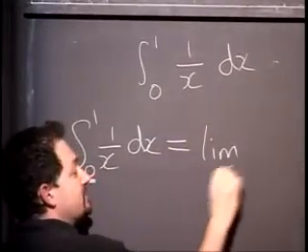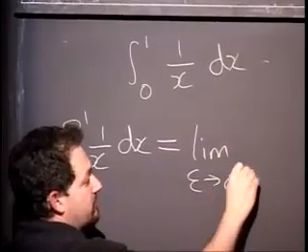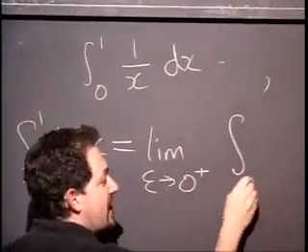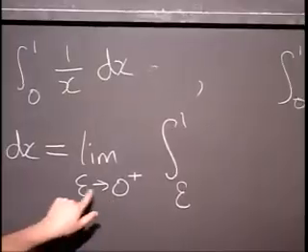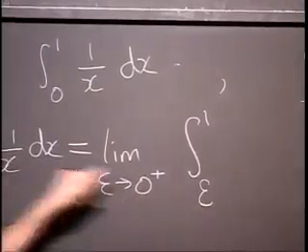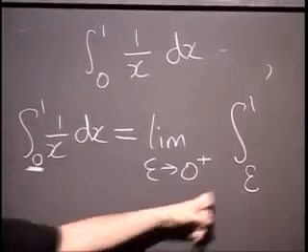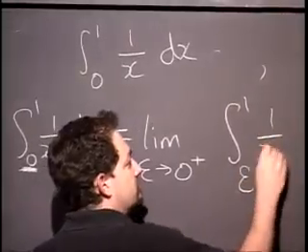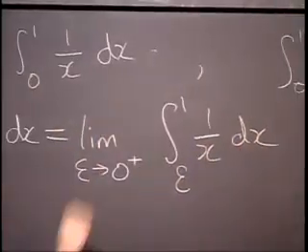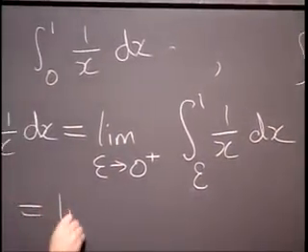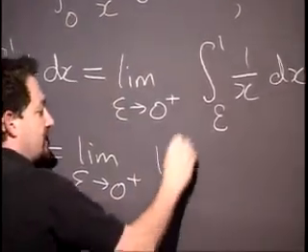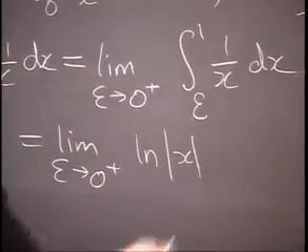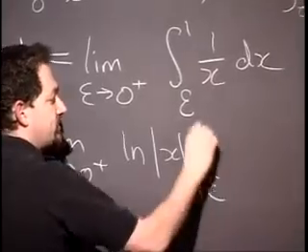So the way to deal with this, by definition, because this is a problem, we have to take a limit as epsilon goes to 0 from above of the integral from epsilon to 1. If epsilon were equal to 0, this would be from 0 to 1. Instead, it's just close to 0. And we can do this. Forget the limit for the moment. Let's just do the integral. The integral of 1 over x is natural log of absolute value of x, between epsilon and 1.